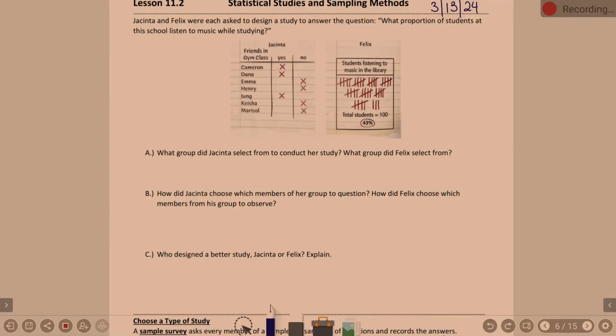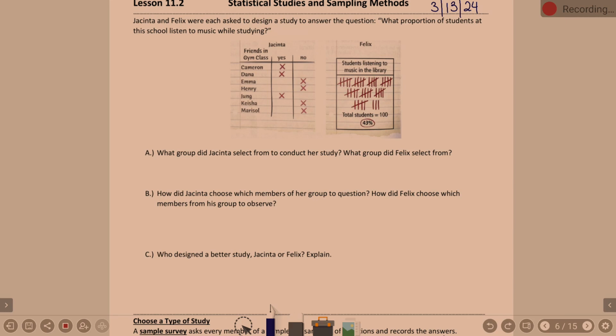So still working on our statistical chapter here. In 11.2, we look at statistical studies and sampling methods. So talking about different types of statistical studies and different methods to look at these statistical studies. So again, kind of have a get our brains going here, and then we'll get into some of our definitions here.